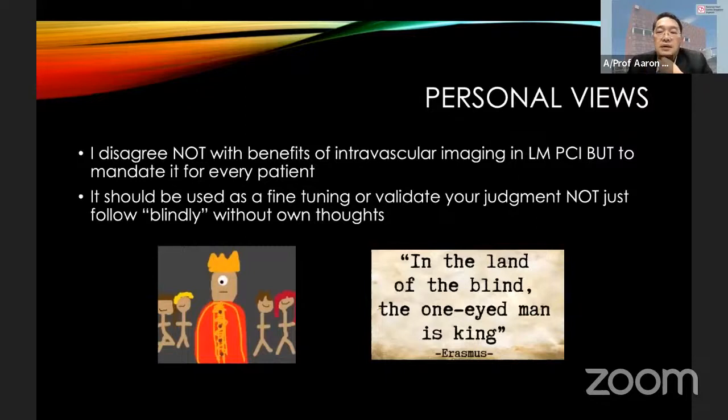So in the land of the blind, the one-eyed man is king. And obviously, if you can see the vessel, it's advantageous. My personal view is that I don't disagree with the benefit of intravascular imaging in left main, but I disagree with mandating it for every left main patient. I think it should be used as fine-tuning or to validate your judgment, not just to follow whatever measurement you have from the IVUS without your own thoughts and decision to assess the size of the vessels.